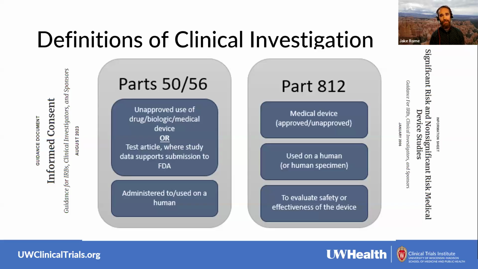So, as I mentioned at the start here, the FDA has multiple definitions of clinical investigations. The Part 50 and 56 definition stays the same for a device, but the definition of a clinical investigation under 21 CFR 812 is different than the drug regulations. So what is a clinical investigation of a device? It is the use of a medical device, either approved or unapproved, on a human subject, which can include human specimens, whether or not they're identifiable, to evaluate the safety or effectiveness of the device.